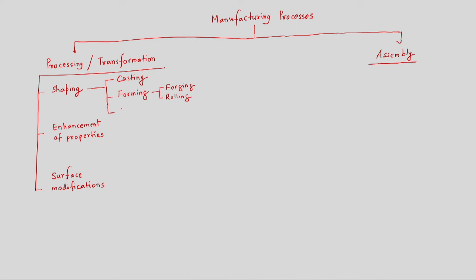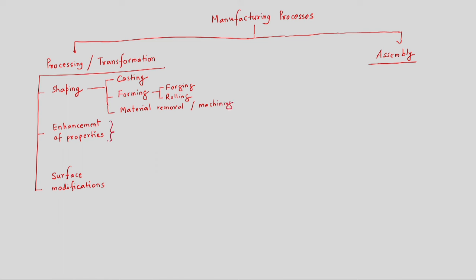And the third is material removal or machining operation. So here we are using plastic shear deformation to remove the excess material from the raw material block to get the required part done.